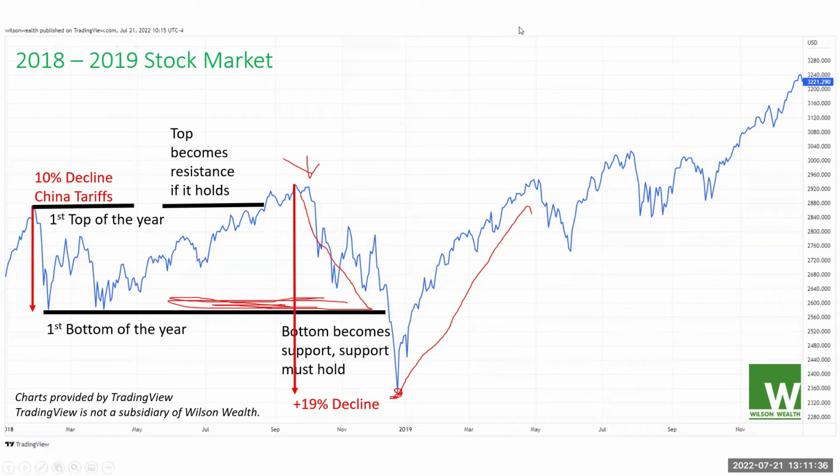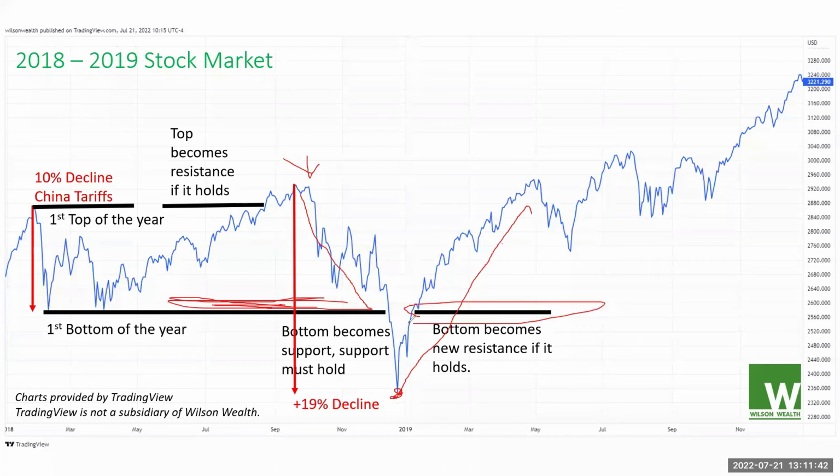And so you're looking for clues. So the first thing you want to see is if it's going to take out that old bottom, because once you go below that bottom, that bottom now becomes resistance. So we're looking for that rally to take out resistance.